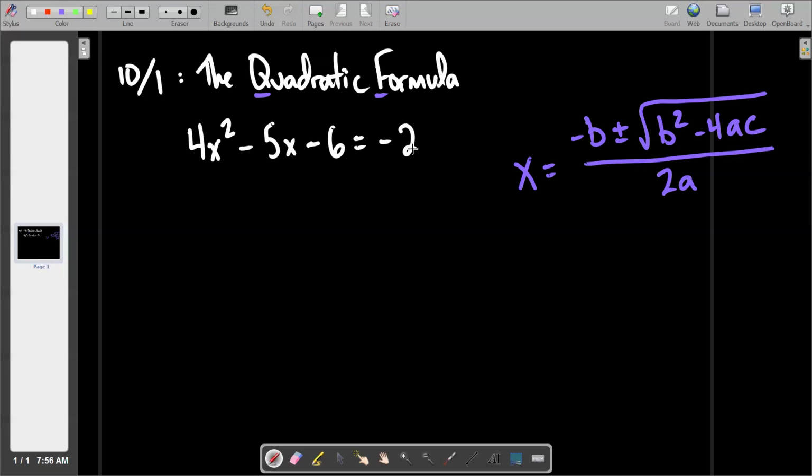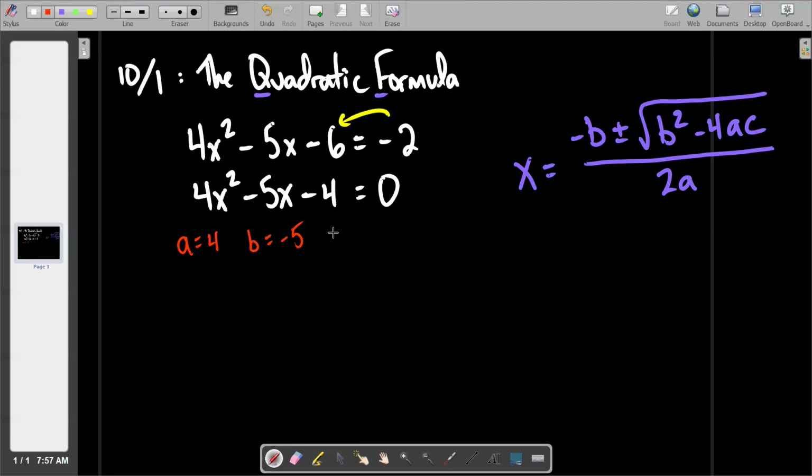In this case, what that means is we want to take the -2 and move it over to the left. So our actual quadratic is 4x squared minus 5x minus 4, and then set it equal to 0. And now we're ready to rock and roll. So what would we say is A? Yeah, so A is just 4. Remember, just the numbers are the A, B, and C. No X is allowed. What's B? -5. Nice. And what's C? Good. And then it's just a matter now of plugging these things into the quadratic formula.